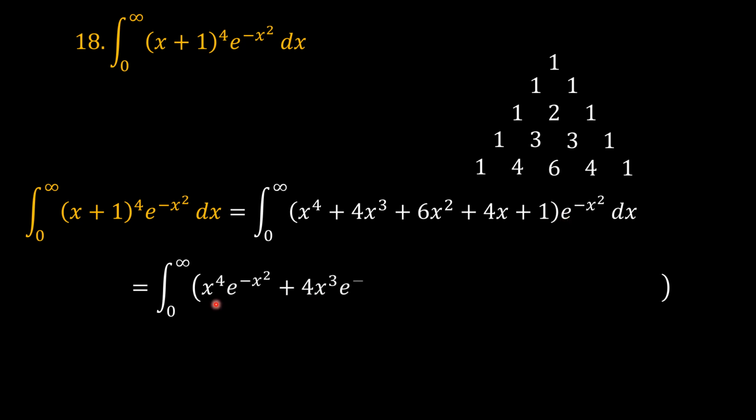So we have the integral within the limits that we've mentioned of x to the power 4 times e to the power negative x squared plus 4x cubed times e to the power negative x squared plus 6x squared times e to the power negative x squared plus 4x times e to the power negative x squared plus e to the power negative x squared. It doesn't pay to work each independent part of the polynomial. We could just use a general formula to handle each part of this long expression.